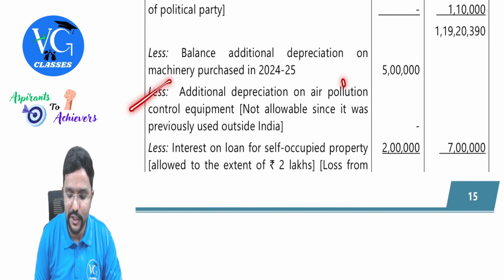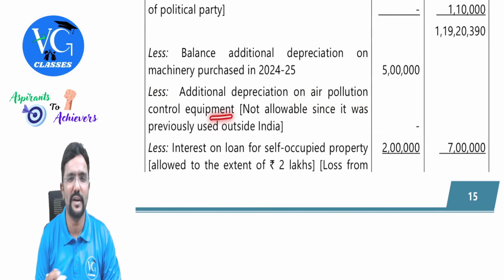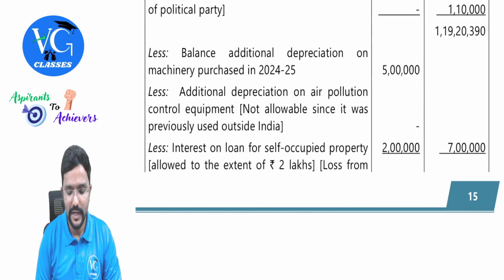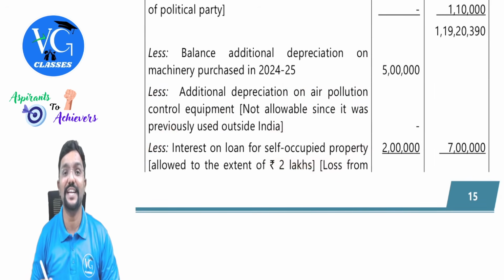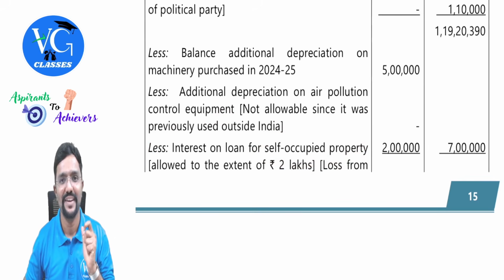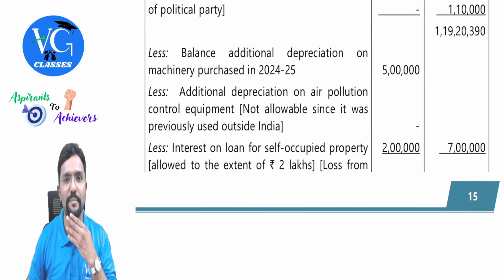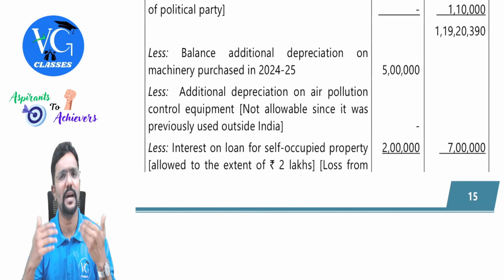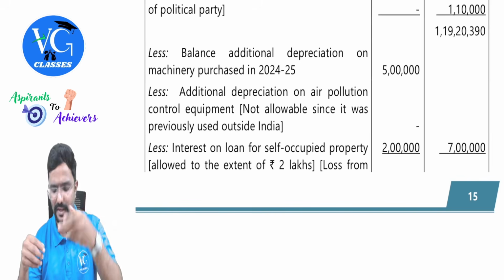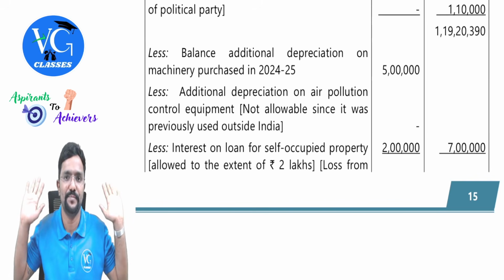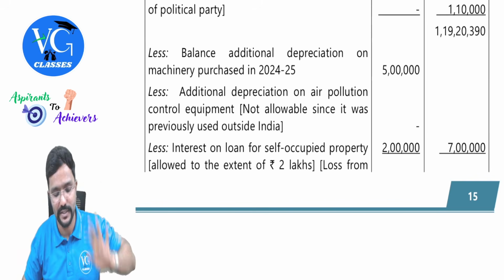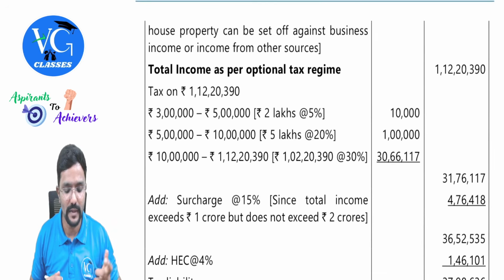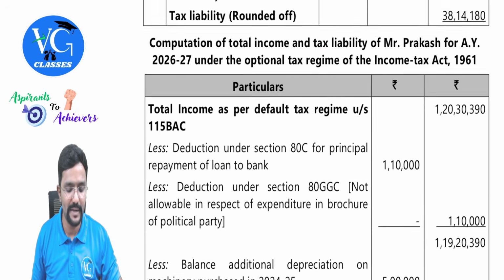Next, additional depreciation on air pollution control equipment is not allowed because it is second hand. Then interest on loan for self-occupied property, is it allowed? Yes, maximum 2 lakh. And that will be the loss from self-occupied property. Can loss from self-occupied property be adjusted against income from other heads? Yes, but maximum 2 lakh. Here anyway 2 lakh, we can adjust it. Please be careful, it is under optional scheme. Yes, sir. Fine. Then deduction part.